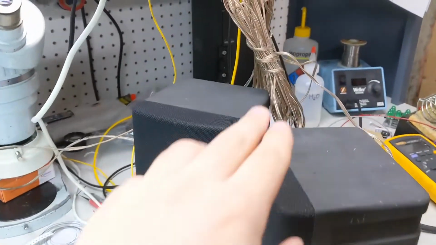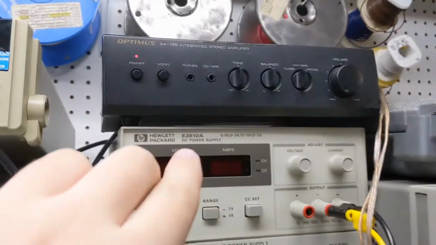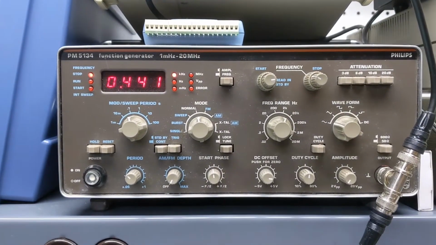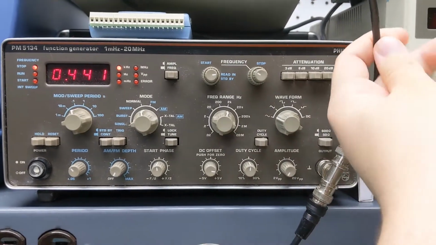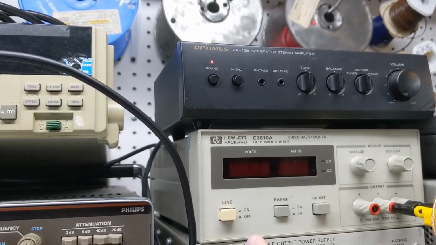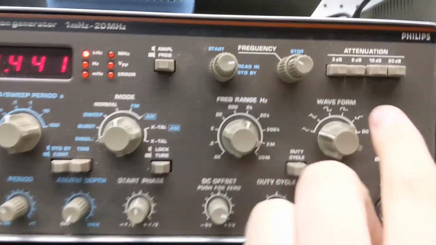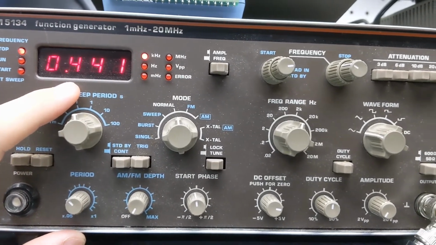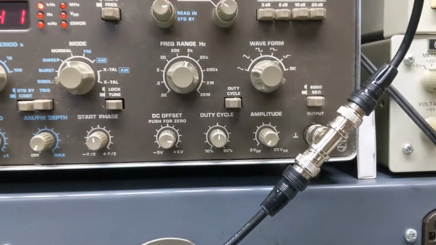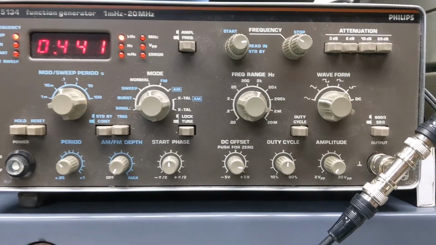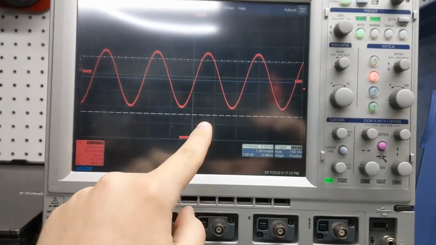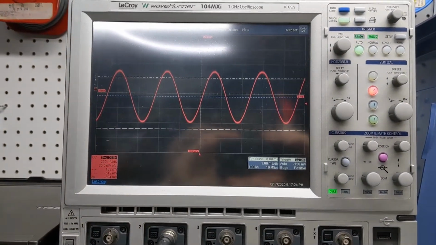I have my two speakers and I have the cables going up to a little amplifier right here. Then right here I have a function generator, and this output is going to the amplifier. Right now you can see that this is producing a sine wave. The frequency is about 441 hertz. Then I have the output coming over to this oscilloscope, just so we can see the waveform and see that it's a sine wave.